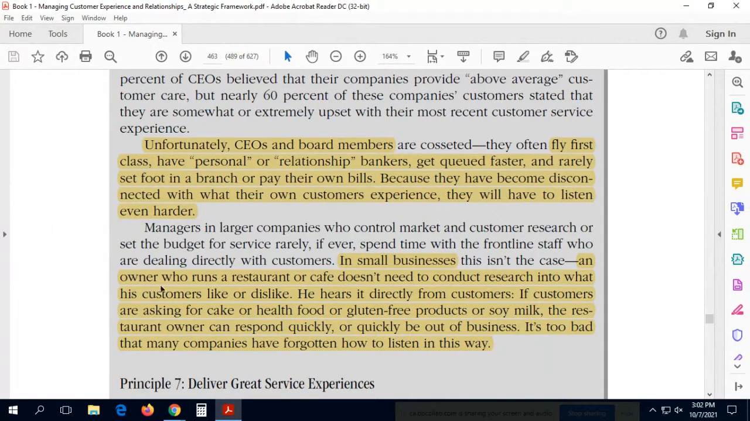In small businesses, an owner who runs a restaurant or cafe does not need to conduct research into what his customers like or dislike. He hears it directly from customers. If customers are asking for cake or health food or gluten free products or soy milk, the restaurant owner can respond quickly or quickly be out of business, because it is small, one-on-one interaction and so on. It is too hard; many companies have forgotten how to listen in this way. This is the problem, especially as you become more and more successful.